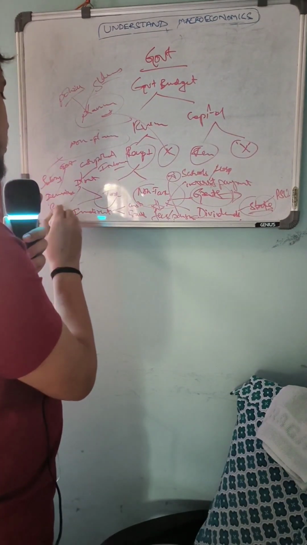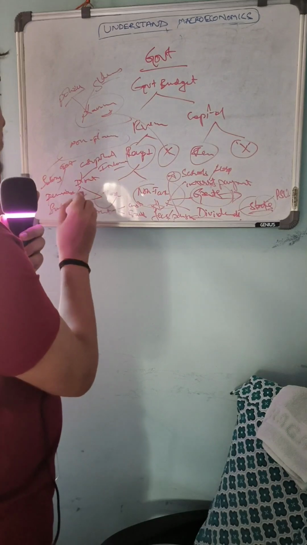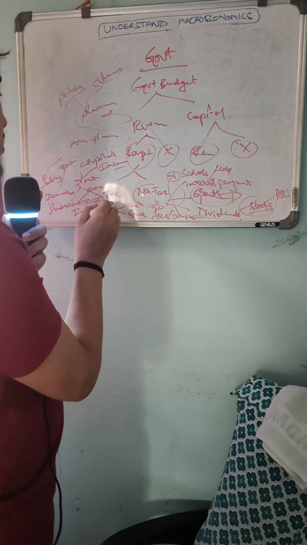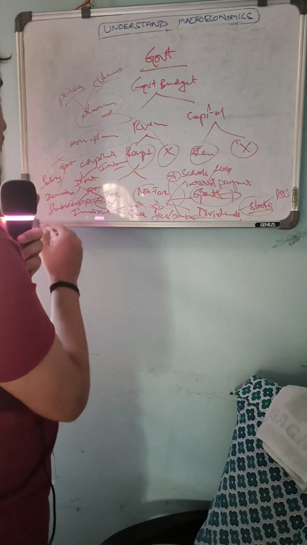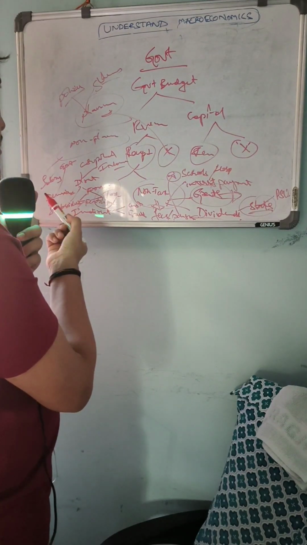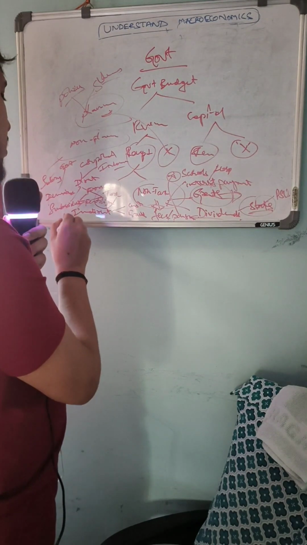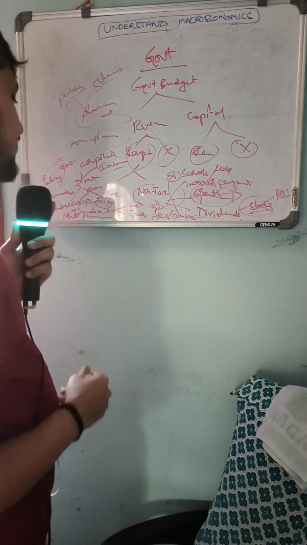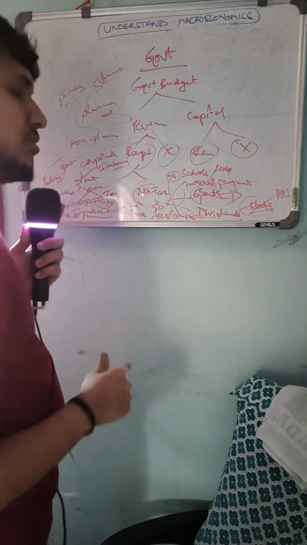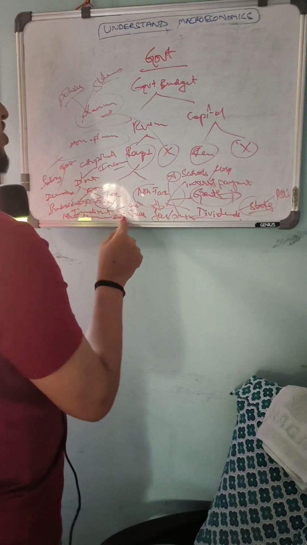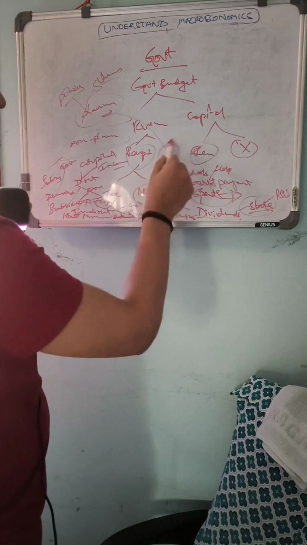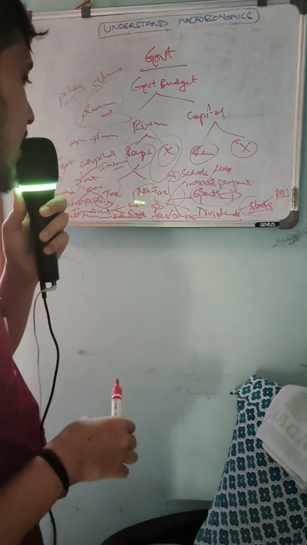Another one is subsidies, food subsidy, fertilizer subsidy, and then what we pay for the interest. And then another one is defense expenditure. These are going to be part of the revenue expenditure.